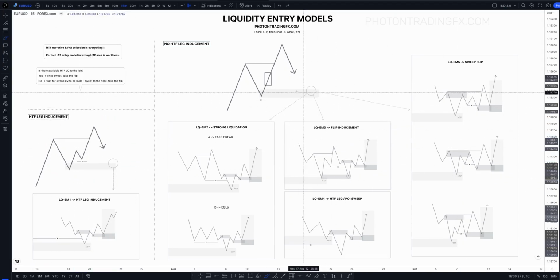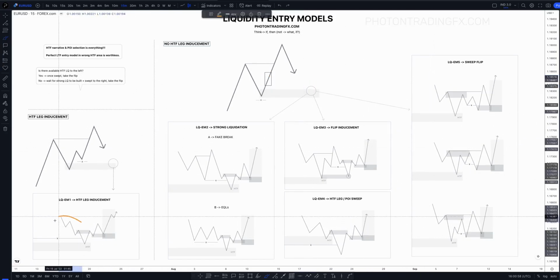Now, all of these are going to be scenarios in which you don't have inducement here. So that's not to mean that if you have this, you can't use one of these models, because it would make it even higher probability. It's just that when we don't have inducement here, what do we need? We want to see inducement built here. And these are all the entry models or scenarios in which inducement can be built on the right, okay?